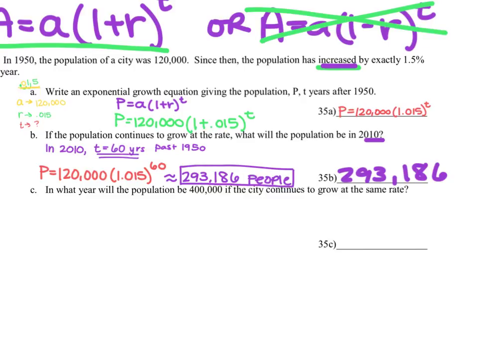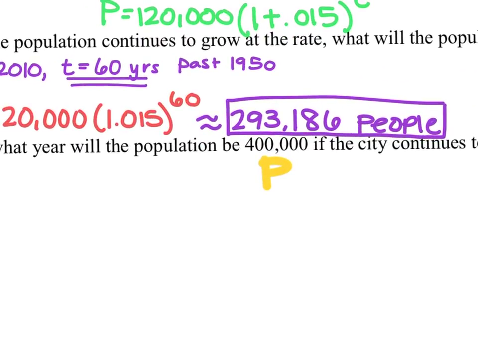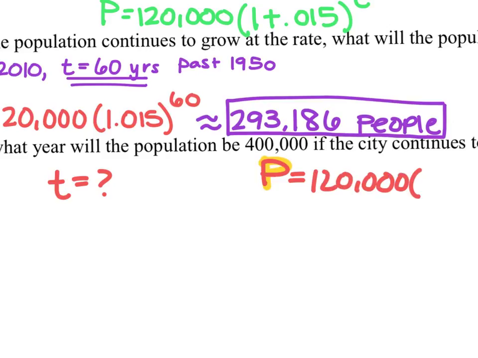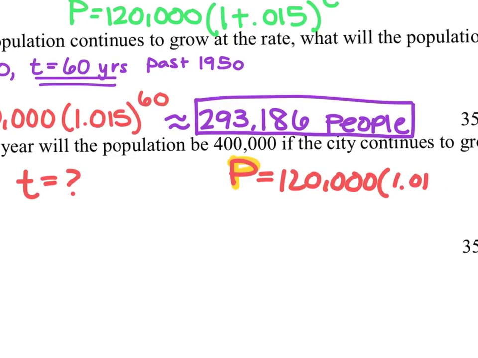In what year will the population be 400,000? So now I know, okay, the P is 400,000. I'm looking for T. All right, so again, my formula is P equals 120,000, 1.015 to the T. So I'm plugging in for P the 400,000.